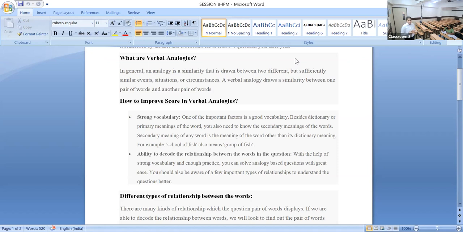So you can see over here, the very first thing written over here, what are these? They're saying the same thing, that is a similarity between two different events, which are more or less similar. And one pair of words with another pair of words, you're drawing a similarity. So you can write down in your notebooks that during exams, it's helpful.